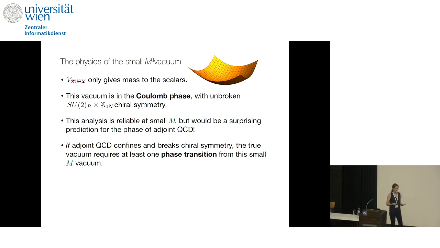So this is the analysis that is reliable at small m, but indeed this would be quite a surprising prediction for the IR dynamics of adjoint QCD. So one takeaway from this analysis is that if adjoint QCD does confine and break chiral symmetry, then the true vacuum will require at least one phase transition away from this reliable small m vacuum.